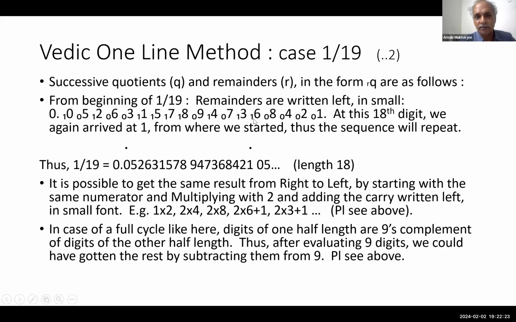Whatever was the remainder from left to right will be carried from right to left. So that carry has to be added. 6 into 2 plus 1 is 13. Put 1 as a carry. 3 into 2 plus 1 is 7. That way, you can complete and go to 0. And then again, 0 into 2 plus 1 is 1. So you understand that it will repeat. That way also it could have been done.